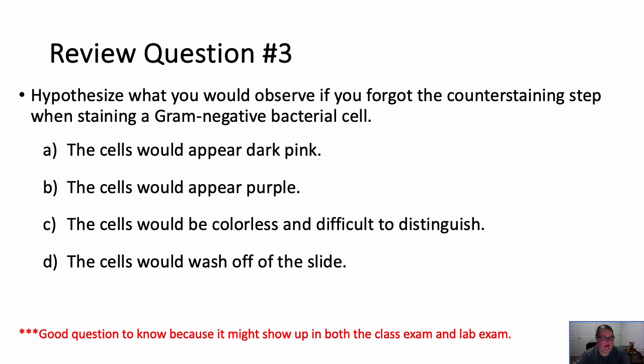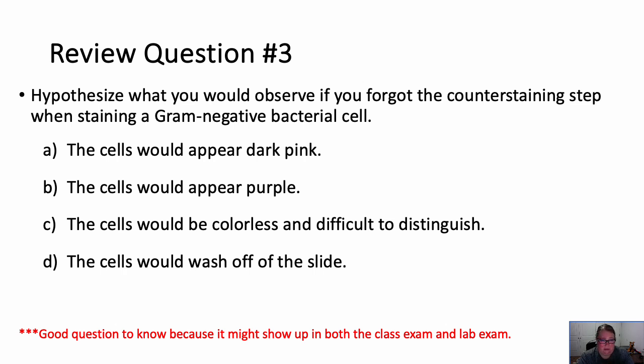Okay, so let's go through the answer for this question. The answer is C. The cells would be colorless and difficult to distinguish. So let's go through the steps of the gram stain. After we have our sample on the slide and we have it fixed, whether by chemical fixation or heat fixed, the next part is to actually do the gram stain.